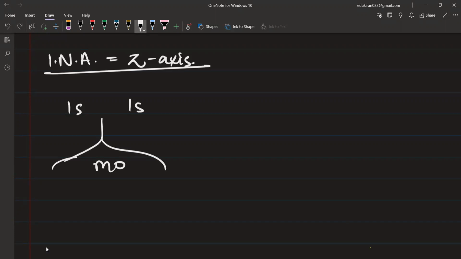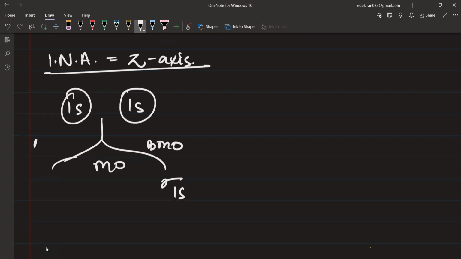You're going to get how many? 2. Very good. What will be the names of these molecular orbitals? एक क्या होगा आपका? Bonding molecular orbital and the other will be anti-bonding. So for bonding molecular orbital, what do we write for 1s? Sigma बनेगा, pi बनेगा. Please keep your mic on and tell me now. You can see your notes and tell me. For bonding molecular orbital, it will be sigma or pi? Sigma 1s. And for ABMO? Sigma star 1s.